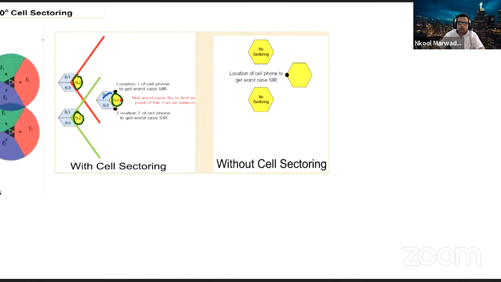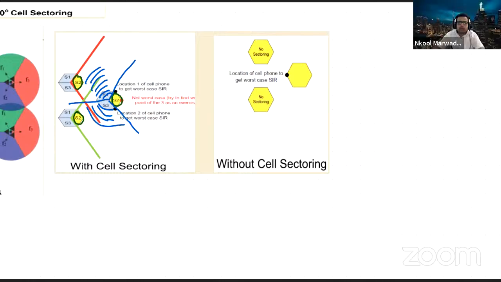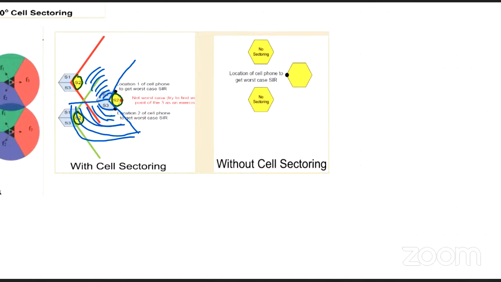I was telling you, S3 will be like that. This S1 and the red color S2, their signals will interfere, but they are of different frequencies, right? So they cannot interfere, because they are different frequency groups.